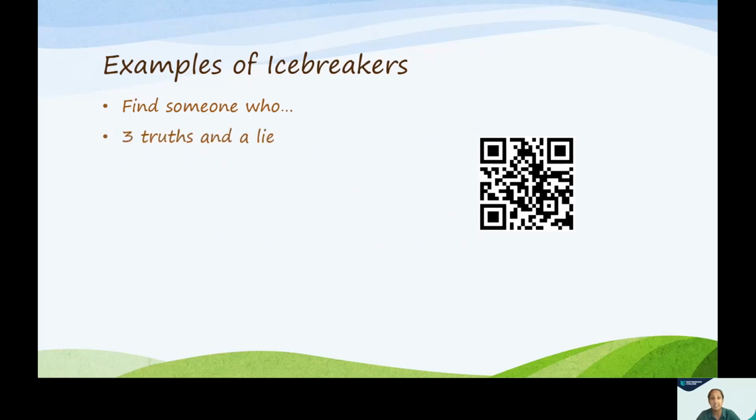Another activity is 3 truths and a lie. I quite like this one. Basically, you write 4 sentences on the board. 3 of them are true and 1 of them, you've guessed it, is a lie. Learners have to ask you questions to find out which one the lie is, but you don't tell them which one you're lying about. You continue lying and they have to guess what they think are the true sentences and which one is false. And then you can get them to do the same thing in pairs so that they can get to know each other.